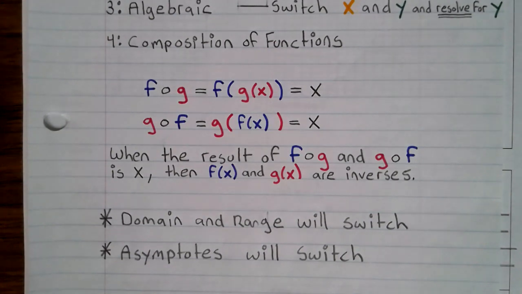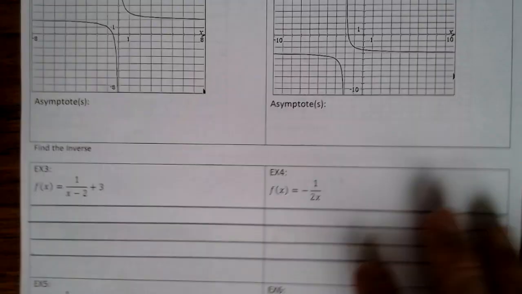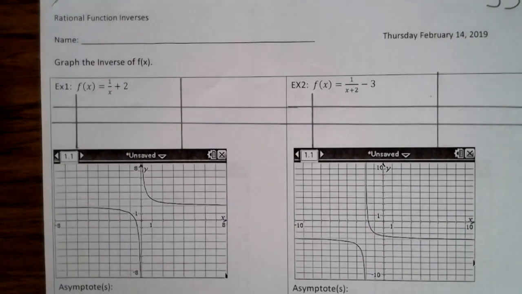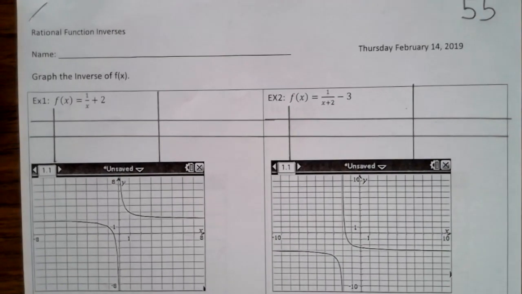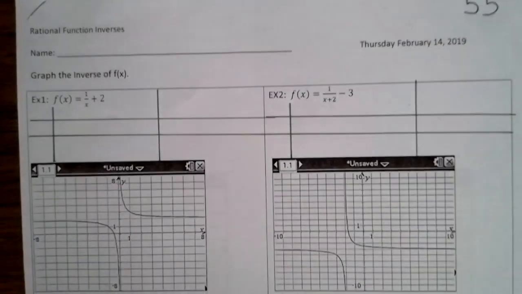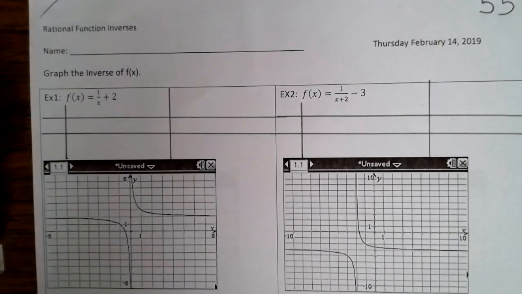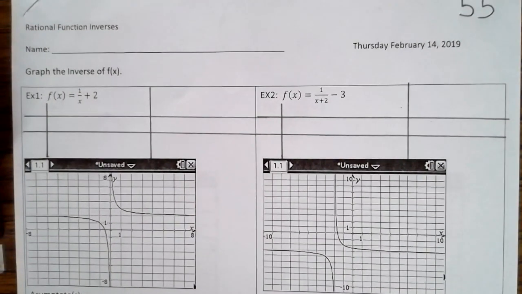Okay, if you would, update your notes. Now your notes are updated, let's take a look at the examples. All right, so I've kind of drawn some lines to help keep some of the notes and examples organized a little bit. So if you want to do that, please do so now. While you're doing that, let me adjust the lighting a little bit. Hopefully that's good. All right, graph the inverse of f of x.